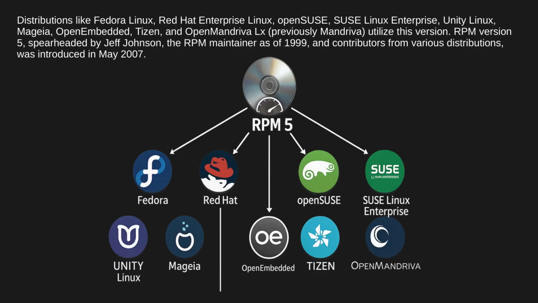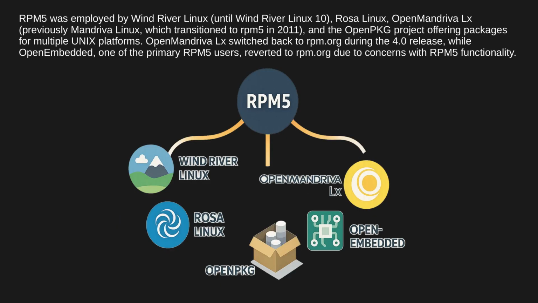RPM version 5, spearheaded by Jeff Johnson, the RPM maintainer as of 1999, and contributors from various distributions, was introduced in May 2007. RPM 5 was employed by Wind River Linux until Wind River Linux 10, Rosa Linux, OpenMandriva Lx, previously Mandriva Linux, which transitioned to RPM 5 in 2011, and the OpenPKG project offering packages for multiple Unix platforms. OpenMandriva Lx switched back to rpm.org during the 4.0 release, while OpenEmbedded, one of the primary RPM 5 users, reverted to rpm.org due to concerns with RPM 5 functionality.